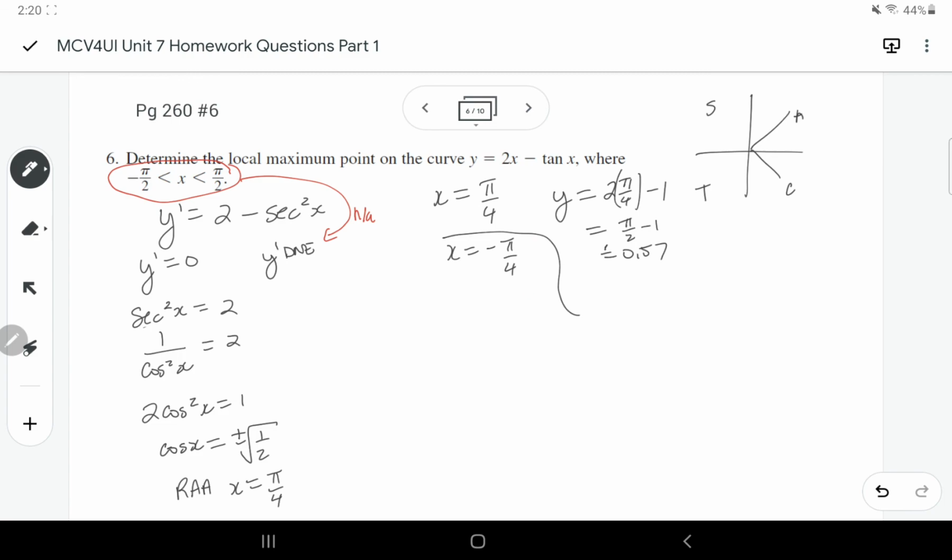And then the negative pi over 4, we could look at that. This would be 2 times negative pi over 4 minus, and now I get minus negative 1. So this would be 1 minus pi over 2. So we would have turning points here at negative 0.57 and positive 0.57. So that would be the max.